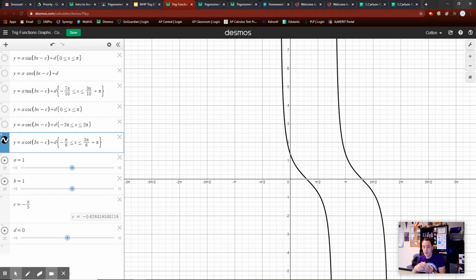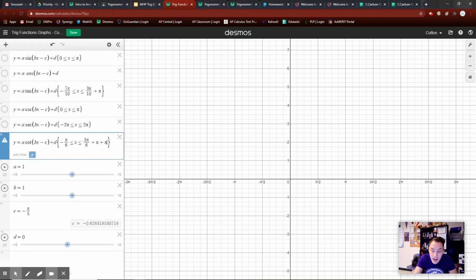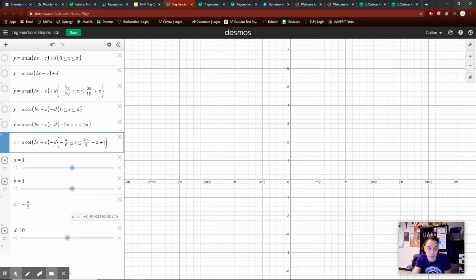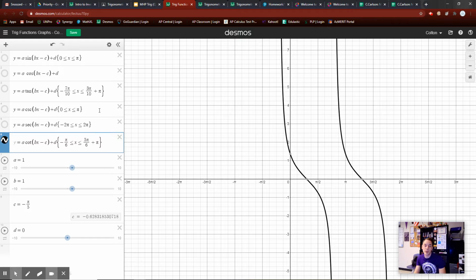So that means all you have to do, your period of cotangent and tangent is pi. All you have to do is just add pi on the end, and then boom, you get an additional period. If I wanted 3 periods, I would just add additional pi. If I wanted another period, I would add additional pi, and that's 4 of them, and so forth. But right now, they just wanted 2 periods. So that's the first question right here. That's what it looks like.